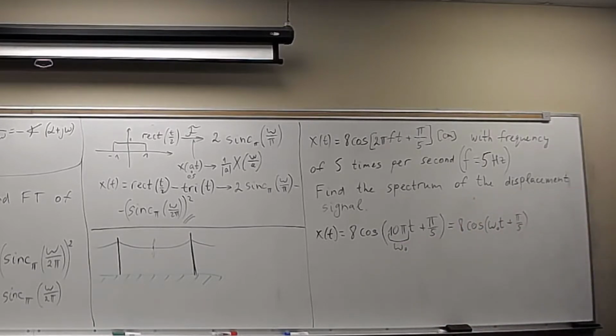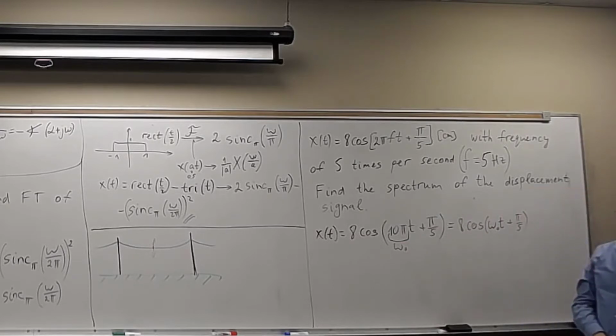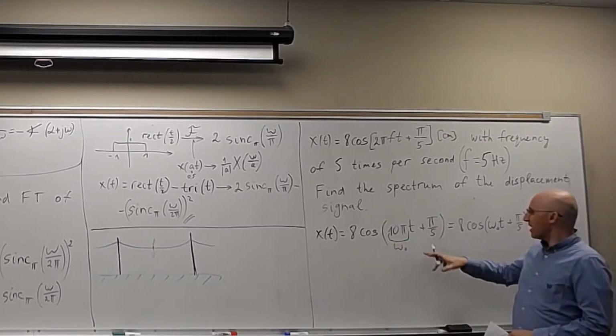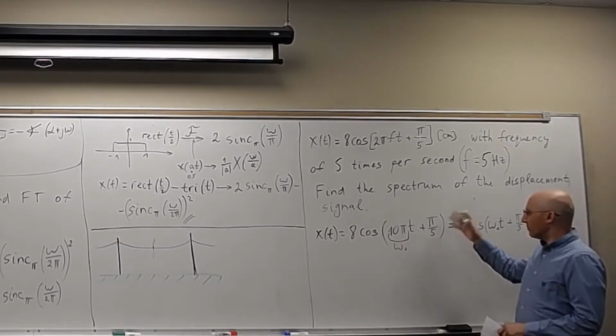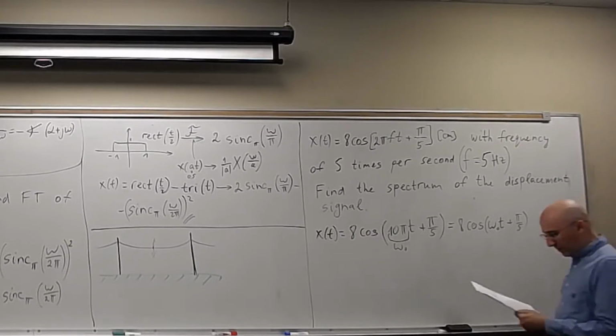Now what? You have multiple things in the table which fit exactly that. So first, it's just using the table for 8 cosine whatever. You will not have 8, of course, but you'll have just cosine of omega 0 t plus theta, something like that, right? And then you just apply it to that signal. Let's see what we get.